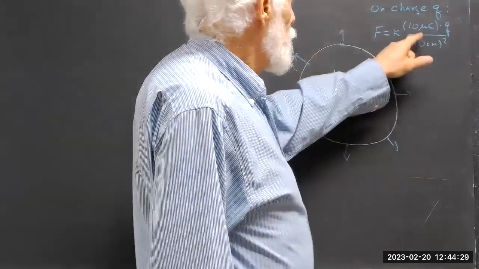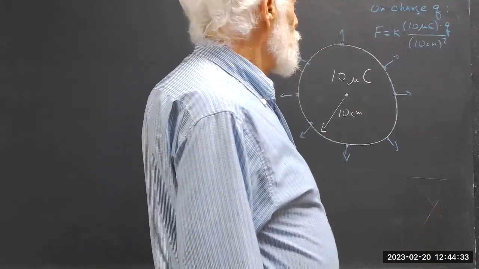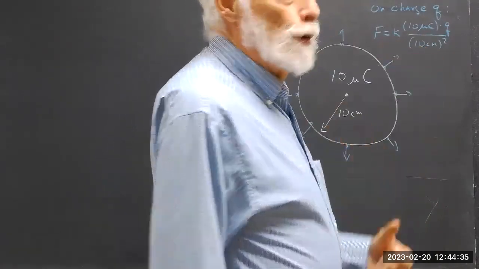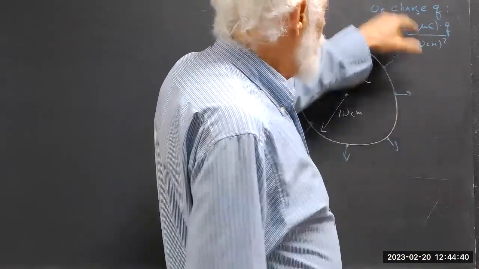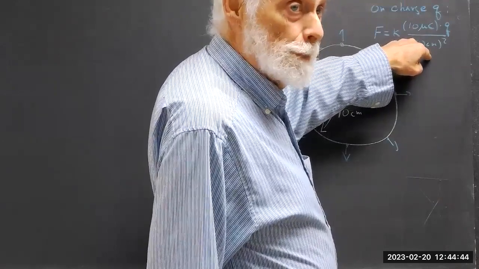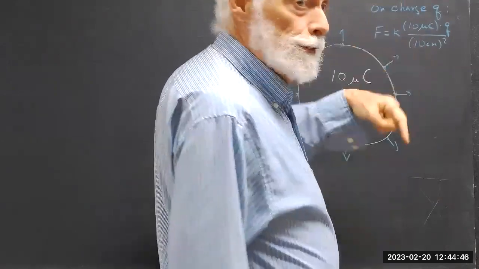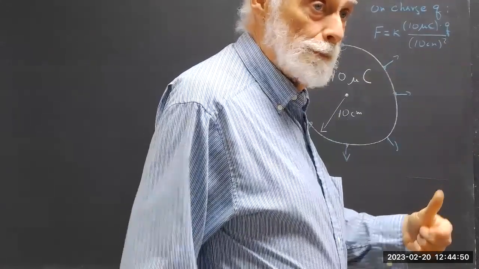Okay. 10 microcoulombs would be 10 to the negative 6 coulombs. 10 centimeters is 0.1 meter. When you square that, you get 0.01 square meter. So you have 10 to the negative 6 coulombs over 10 to the negative 2 square meters. Okay. K is 9 times 10 to the 9th newton meter squared per coulomb squared.